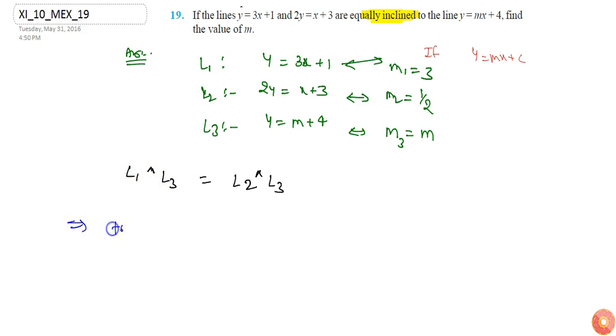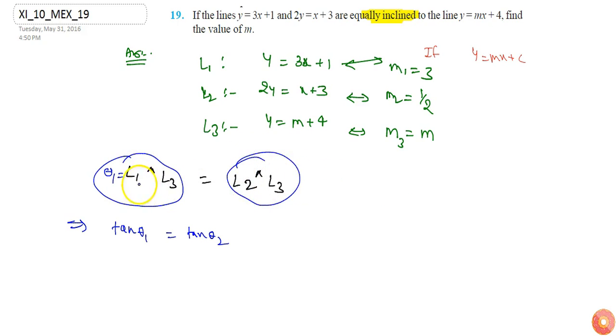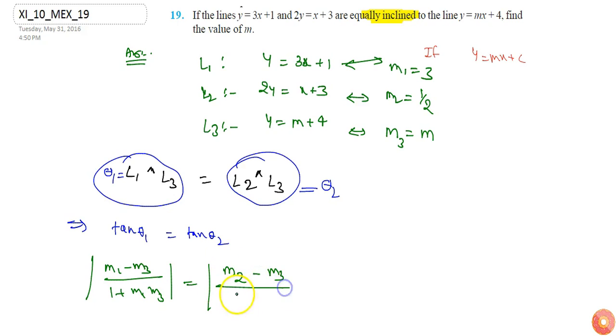So from here I can say tan theta 1 equals tan theta 2. It is tan theta 1 and it is tan theta 2. So tan theta 1 will be m1 minus m3 divided by 1 plus m1 m3, equal to m2 minus m3 divided by 1 plus m2 multiplied by m3.